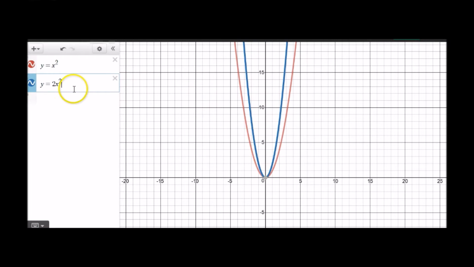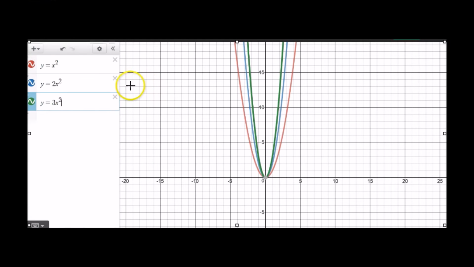I'm going to do another one just to show you that it continues that way. So I'm going to do y equals 3x to the power of 2. We're going to see that, yes, in fact, it's still continuing to get more and more stretched. You can think of it as pulling it more tightly. You can also think of it as the values getting larger at a faster pace.